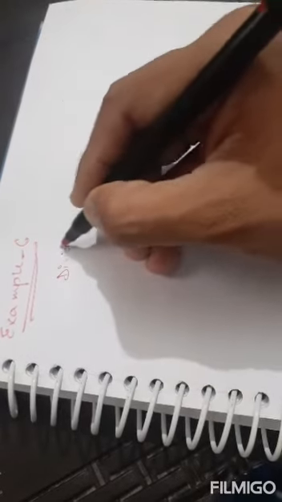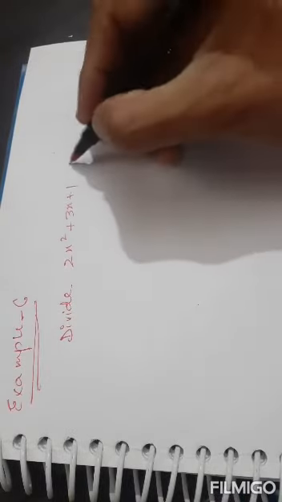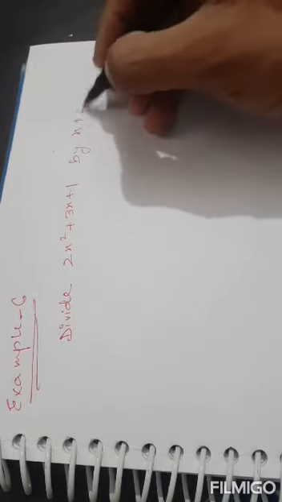Okay, next one is the division algorithm for polynomials. So that is very easy. Come on, example 6. So we have to divide 2x square plus 3x plus 1 by x plus 2.